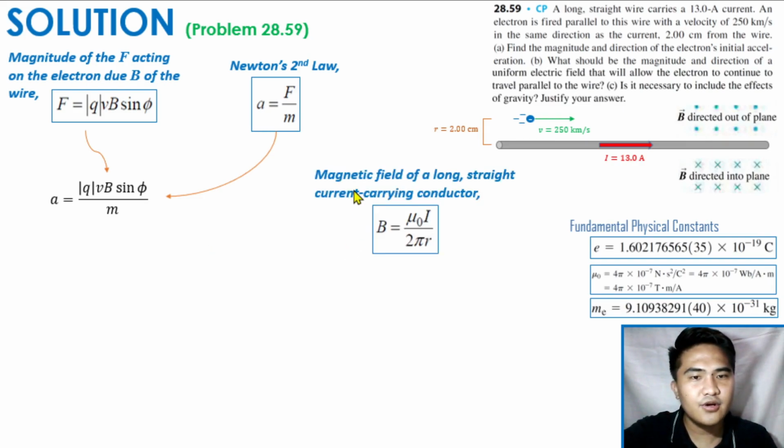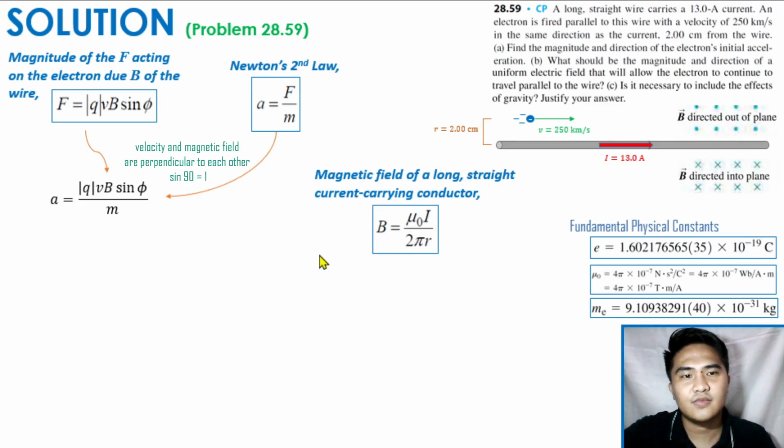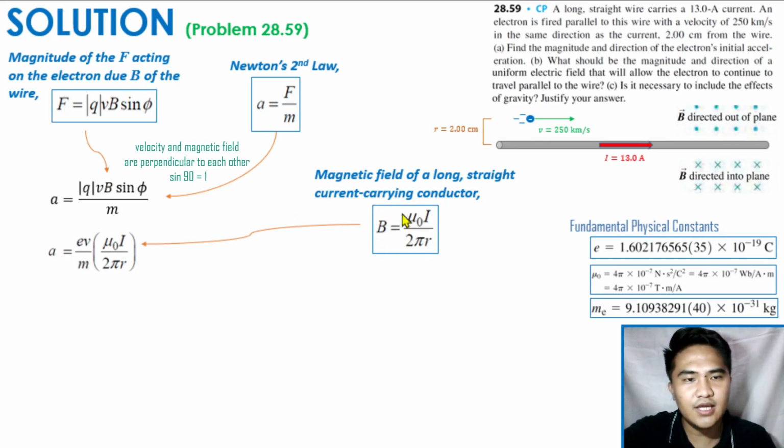Then, for the magnetic field of a long straight current carrying conductor, the formula is magnetic field is equal to the magnetic constant multiplied by the current over 2 pi r. Now let's substitute B with this B, and this will give us this portion. And for the Q, we have the electron's charge. So the magnitude is this.